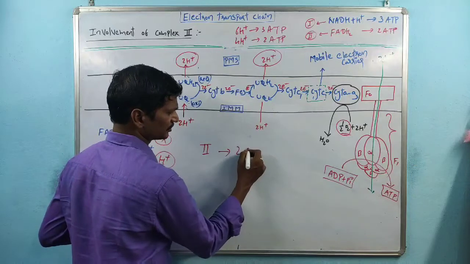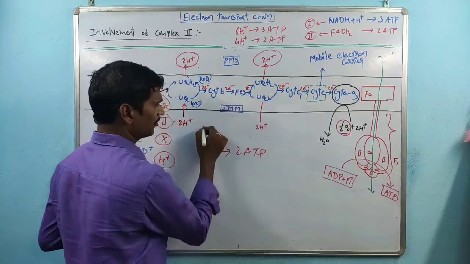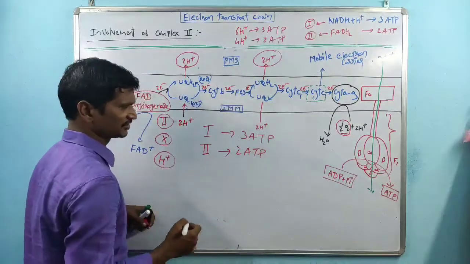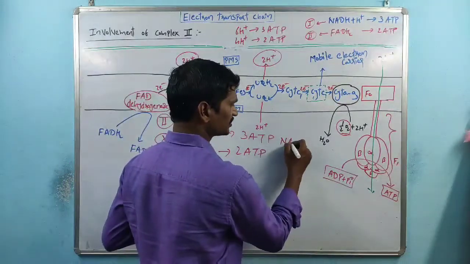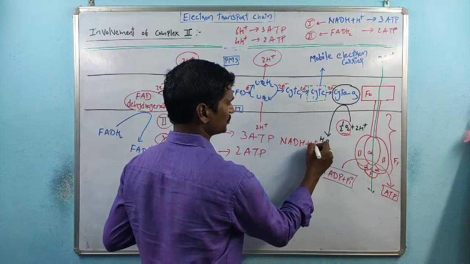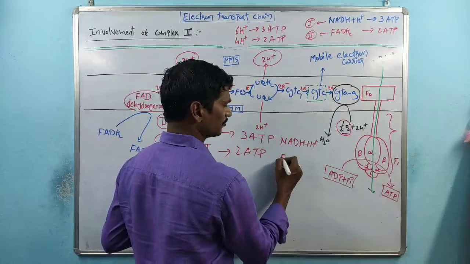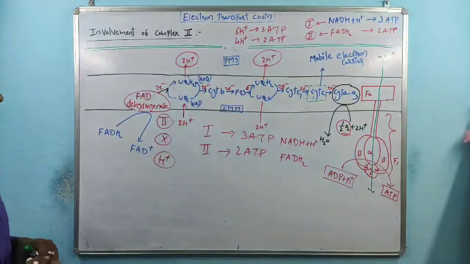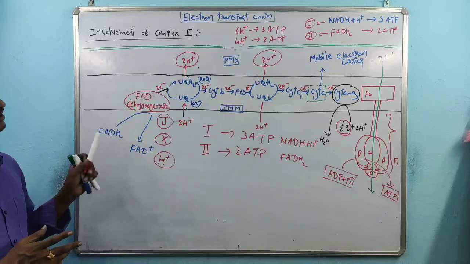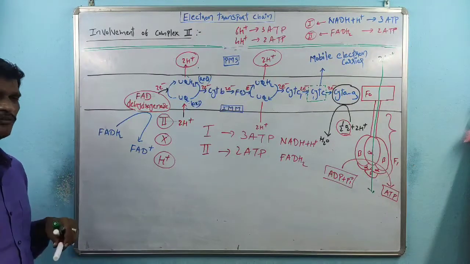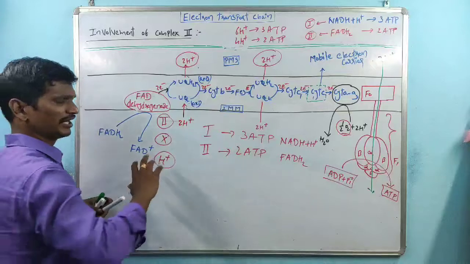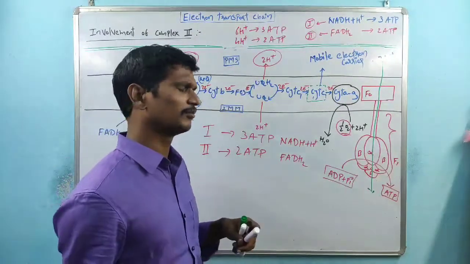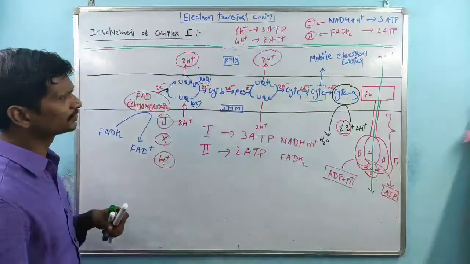How many ATPs are synthesized? 2 ATPs are synthesized. When complex 1 is involved, how many ATPs are synthesized? 3 ATPs are synthesized. Complex 1 involvement means NADH + H+, and complex 2 involvement means FADH2 involvement. All of you remember, we have to write separate schematic presentations for complex 1 and complex 2.